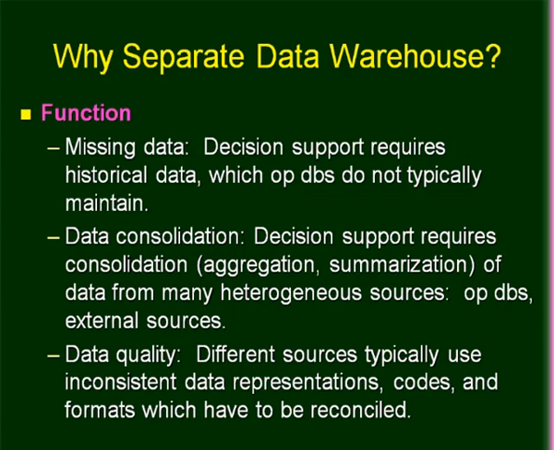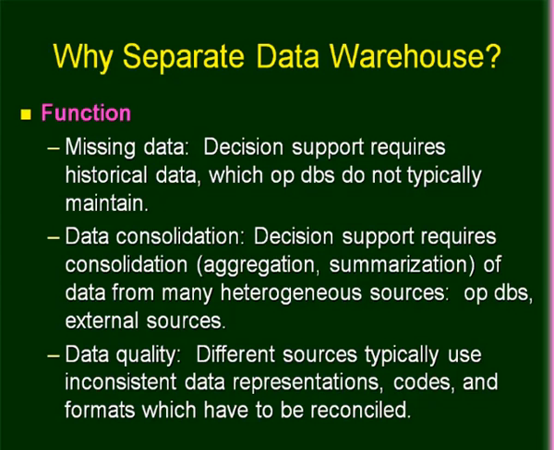Then the second kind of reason for separation is functionality. Missing data, data consolidation, data quality aspects are very important as far as the functionality of the data is concerned. The reason is that decision support requires historical data, which operational database systems do not typically maintain. Operational database history won't be maintained, right? So the data is missing in the operational system.